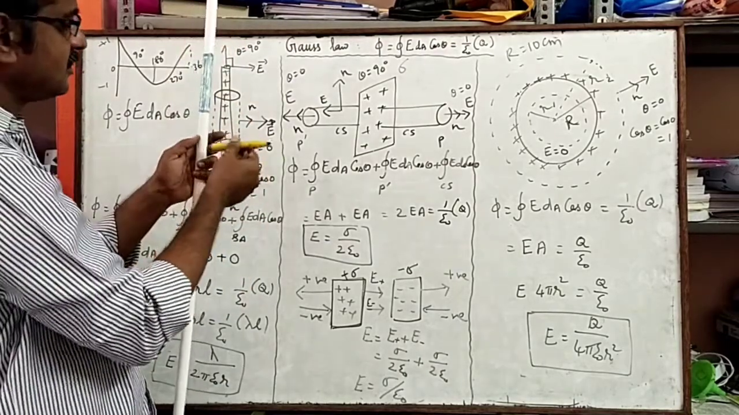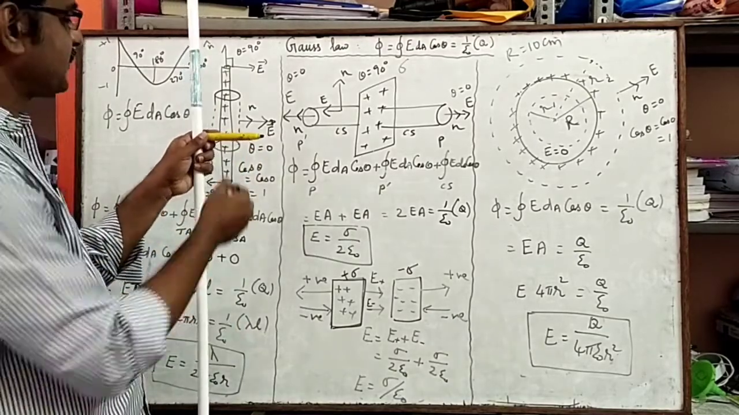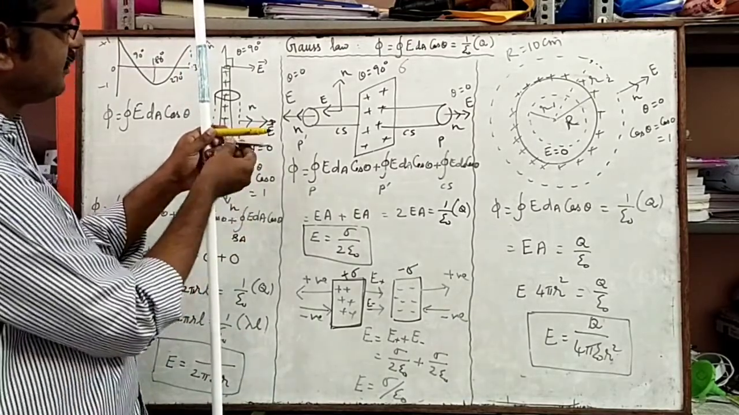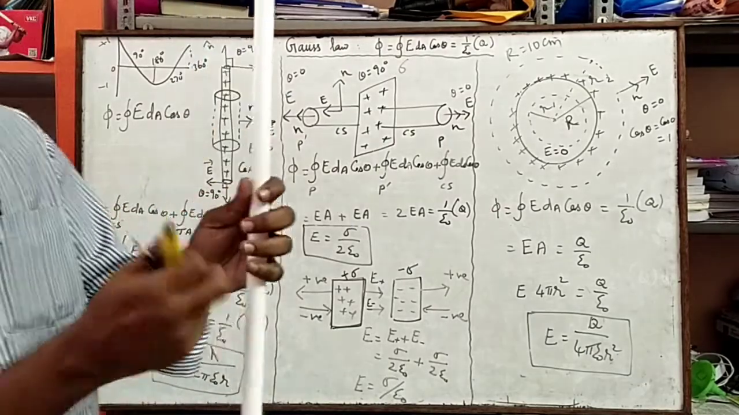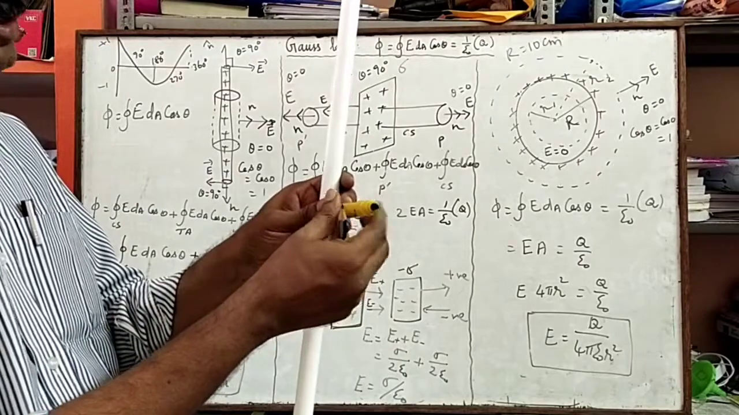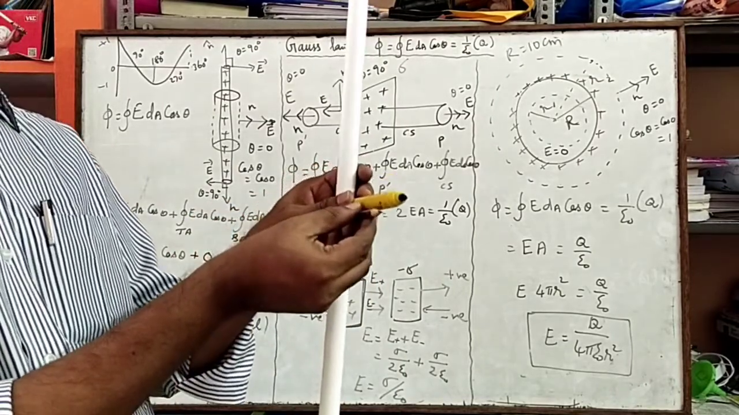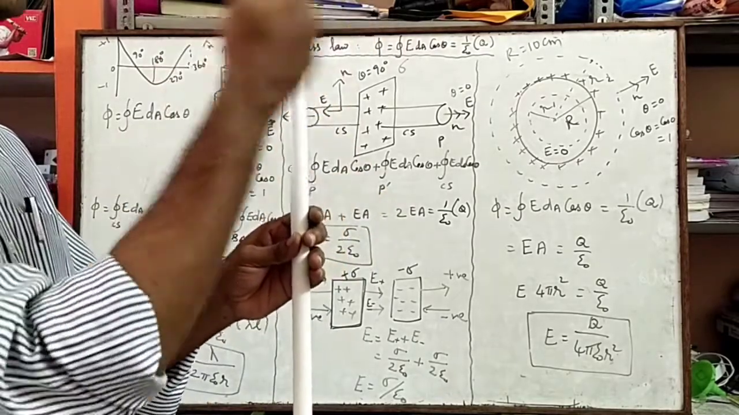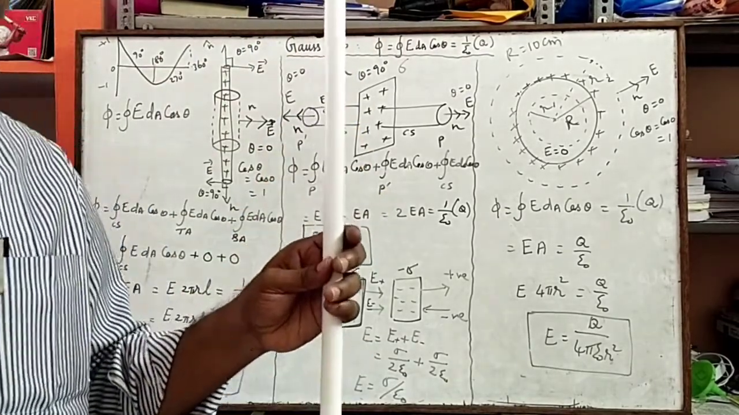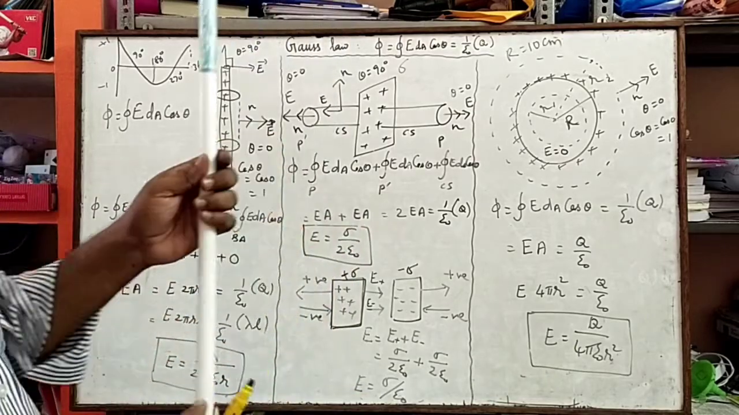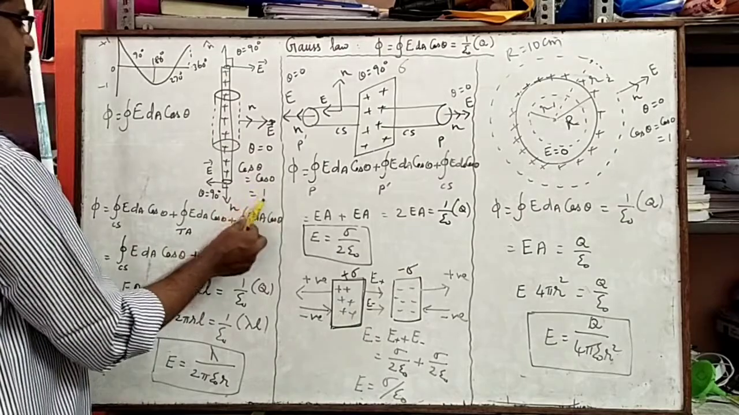But at all these points, if you find out a normal, it will be in the same direction. This is the direction of the electric field, and normal is also in the same direction. At this point, this will be the direction of the electric field, and to that area, this is the normal. So wherever on the curved surface, if you find out electric field and normal to the surface, both are parallel to each other. Therefore, theta is equal to 0. Cos theta is equal to cos 0, and cos 0 is 1.